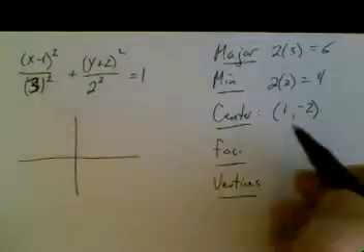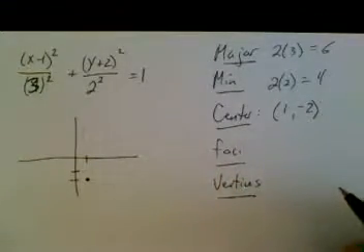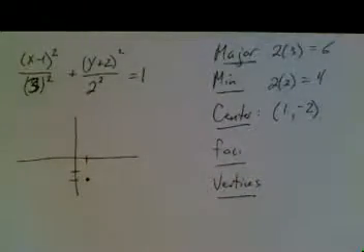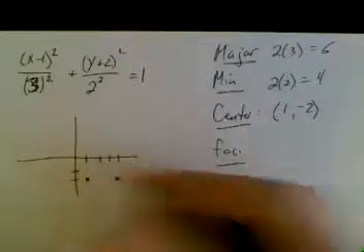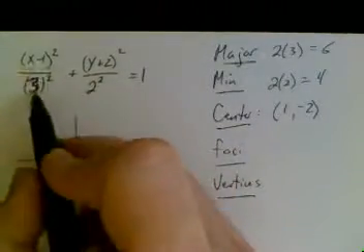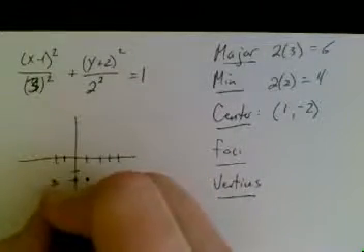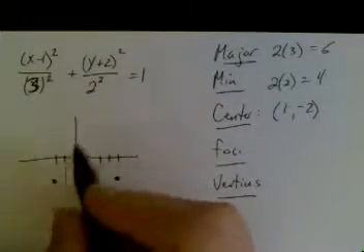So, if I were to plot this thing, I'm going to do that very carefully if I can here. My center's at 1, negative 2. So there's my center. The majority change, and actually, watch this happen. 1, 2, 3. There's the vertex. 3 units in the x direction. 1, 2, 3. There's my other vertex. 3 units in the x direction in the opposite way.